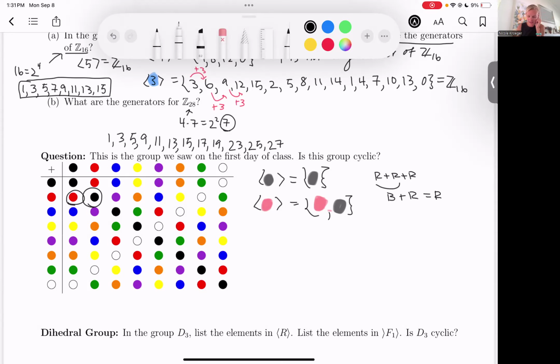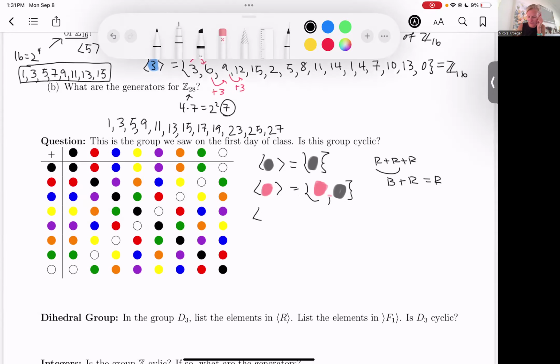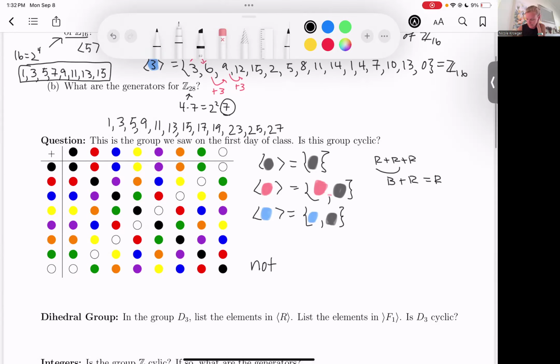Okay. And then you might want to try this for some of the other ones, but it's going to turn out that if we look at the set generated by blue, that's just going to end up being blue and black again. And that's because blue added to itself gives black. And this is going to turn out to be the case for any of these colors, that there's only going to be 2 things in the set generated by that color. It's going to be the color itself and black. And so none of these are generators for the group itself because we don't get all of the other colors back by starting out with a single color. So that means that this group is not cyclic.